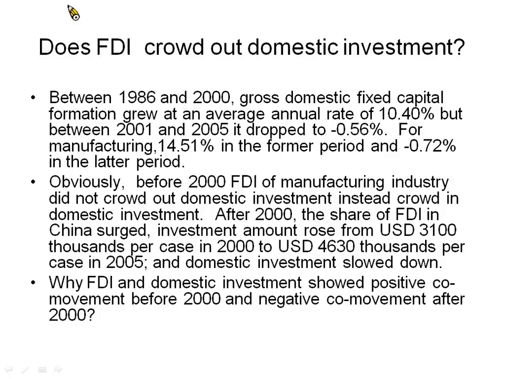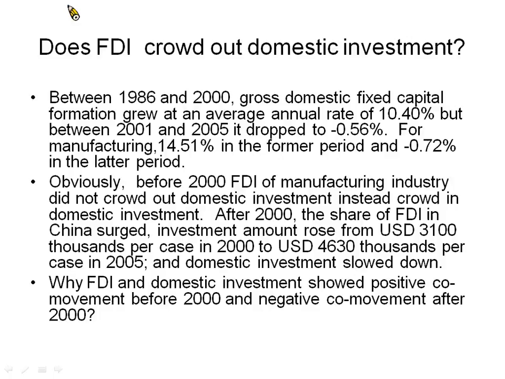But after that, in the later period, manufacturing sector fixed capital formation dropped at an annual rate of 0.72%. Okay, so obviously, before the year 2000, FDI of the manufacturing industry did not draw out domestic investment, right? Because the FDI already happened before the year 2000. Actually, it started in the mid-1980s. And it was not until the year 2000 that domestic fixed capital investment dropped to negative growth. Before the year 2000, domestic fixed capital investment was still at around 10%, and for manufacturing, close to 15% growth rate. So the increase in our foreign direct investment, at least before the year 2000, does not draw out domestic investment.